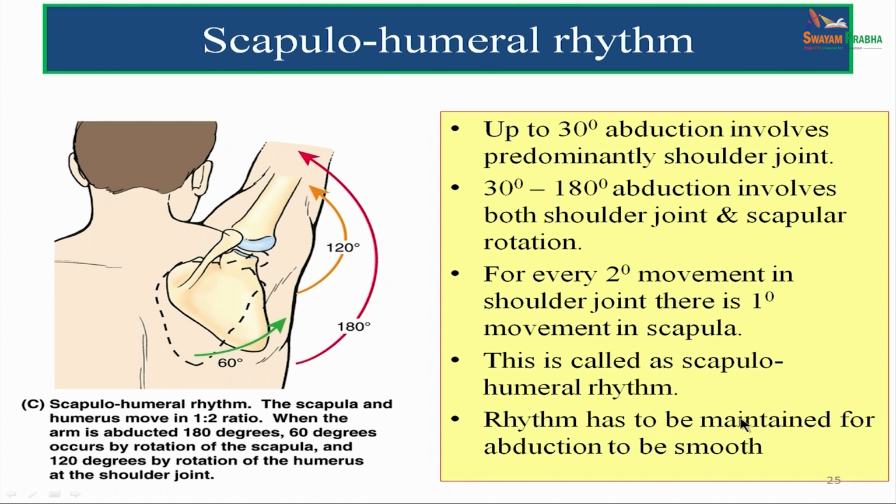This rhythm has to be maintained for abduction to be smooth around the shoulder joint. So, scapulohumeral rhythm is one where for every 2-degree movement in the shoulder joint, there is 1-degree movement in scapula. So, during abduction, there is also a rotation of scapula going on simultaneously, especially during abduction from 30 to 180 degrees.